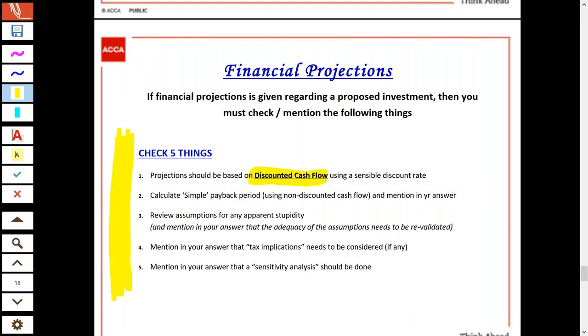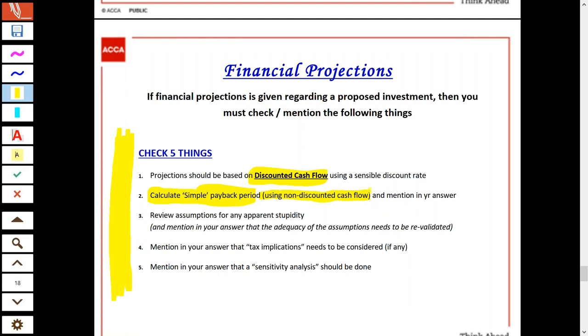After you check the discounted cash flow, the second thing is to quickly calculate simple payback. No need to show any calculations. Simple means using non-discounted cash flow, and mention it in your answer. It will give a good impression to the examiner or to the board of directors that you are telling them that the payback period is 4 years and 7 months. It will give you some perspective about the investment. So the first thing is you check whether it is DCF. The second thing is you calculate the payback as quickly as possible.